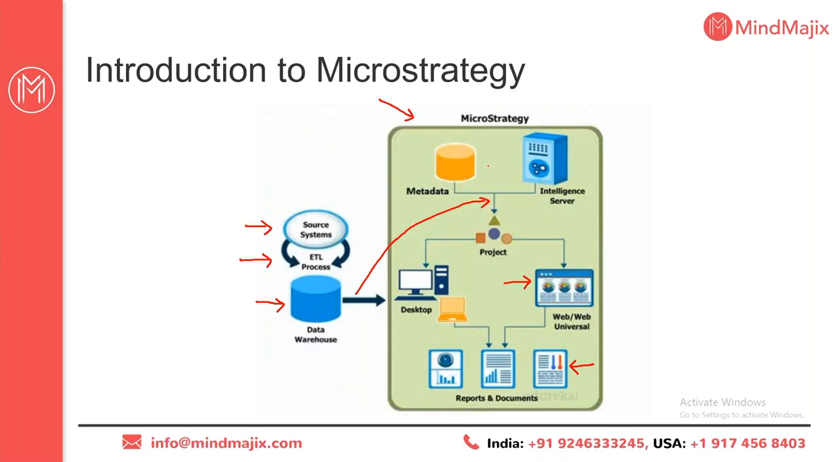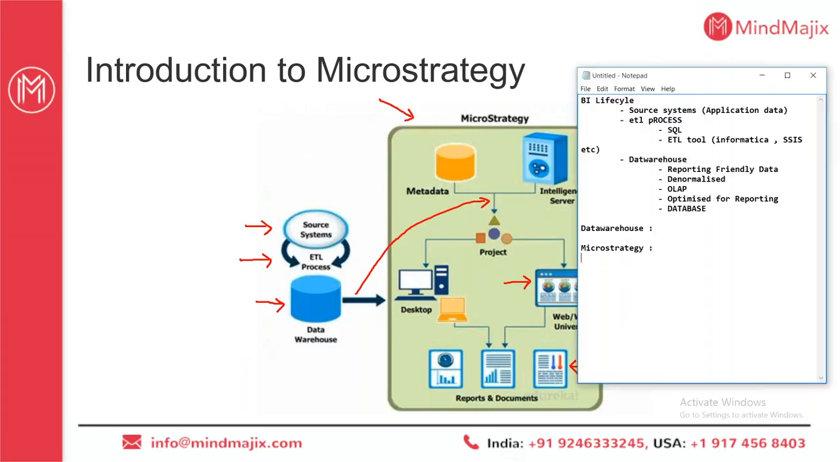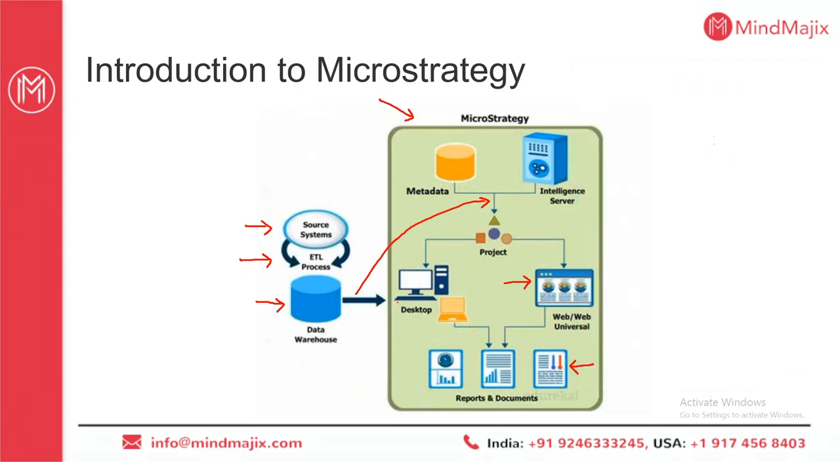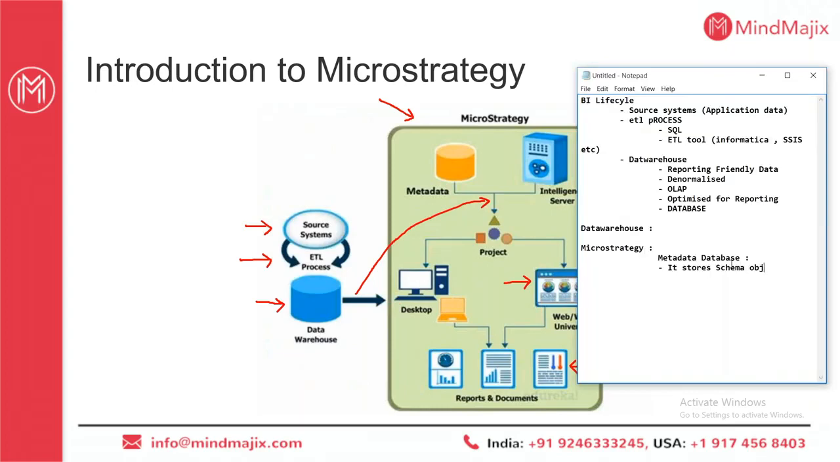For the processing, again, there are 2 components inside MicroStrategy which are very important. Let me type that in. MicroStrategy contains a metadata database. This metadata database functions as a storage for MicroStrategy objects. It stores schema objects, application objects and configuration objects. These are 3 different types of objects which are used inside MicroStrategy. So the main function is to store these objects, and then store logical information and help in SQL generation. These are the functions of a metadata database.